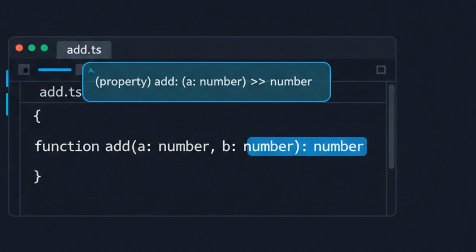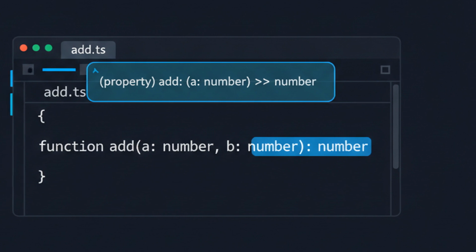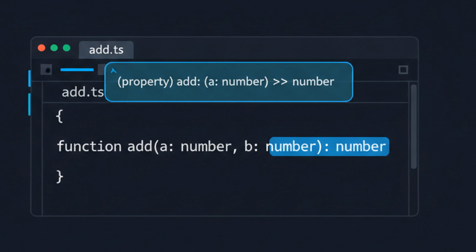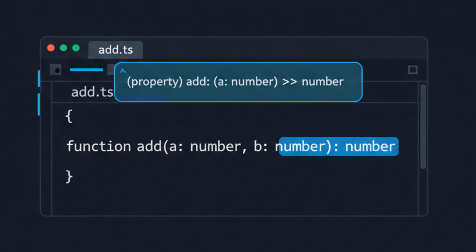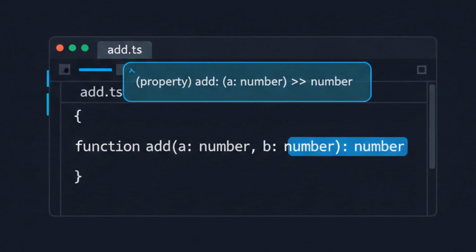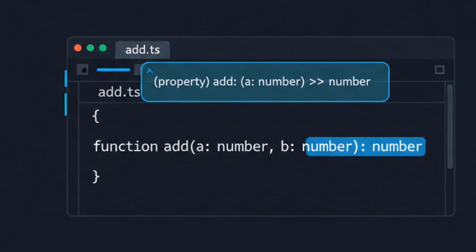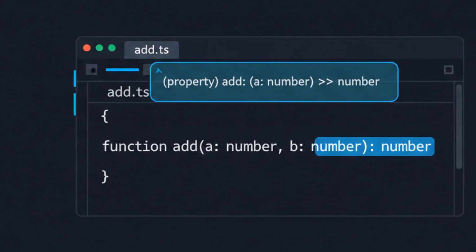Parameters are only half the story. We can also tell TypeScript what type a function gives back. We add a colon and the return type right after the parentheses. Here, add returns a number. This does two things. It documents your intent clearly, and it stops you from accidentally returning the wrong type. If you try to return a string here, TypeScript would catch it instantly.